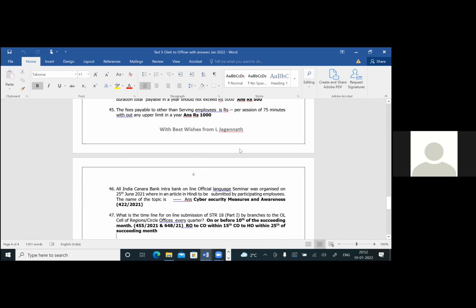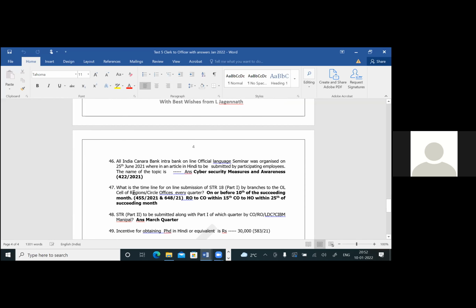Question number 45, 46. We'll finish it today. We'll call it a day. All India Canara Bank Online Official Language Seminar was organized on 25th June 2021, wherein an article in Hindi was to be submitted by participating employees. The name of the topic is Cyber Security Measures and Awareness, HO Circular 422/2021.